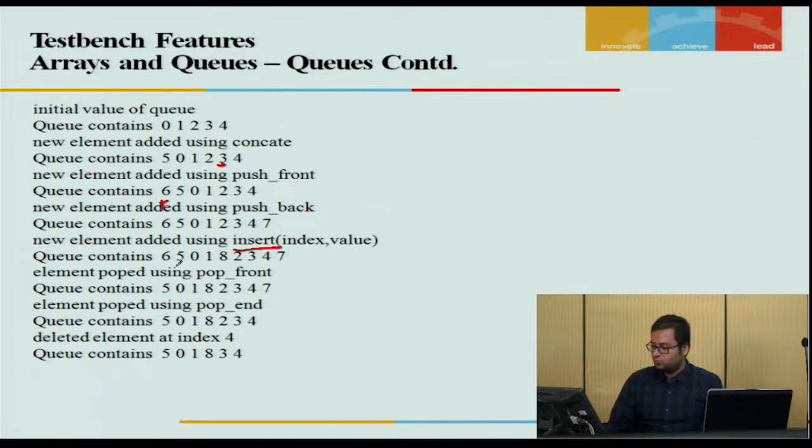So it was 0 1 2 3 4. At the 4th location 8 was inserted. Then the element was popped, and you can see the size of the queue is reducing slowly and slowly. So this completes the presentation on queue.